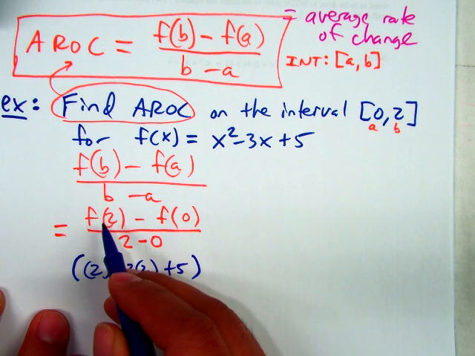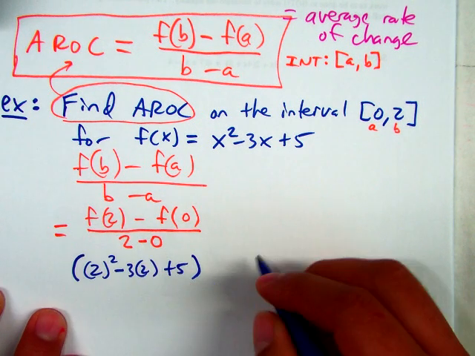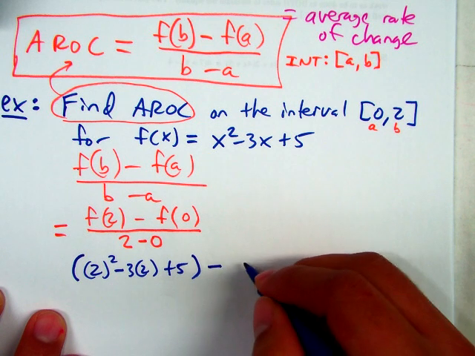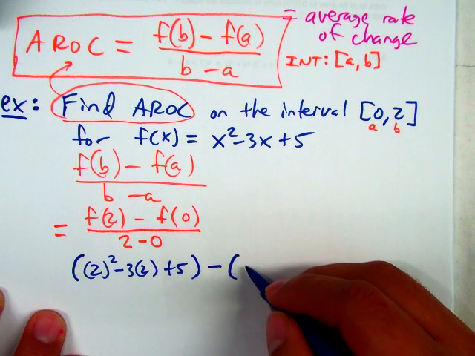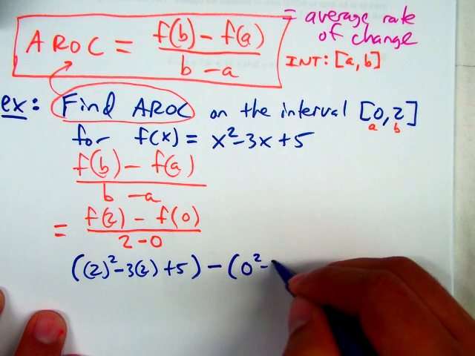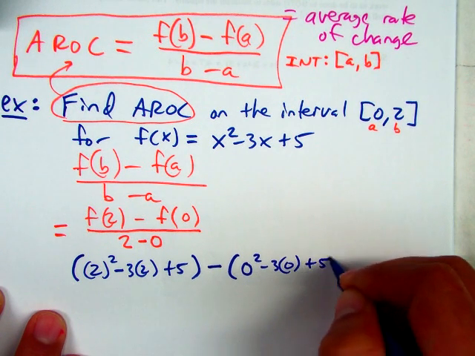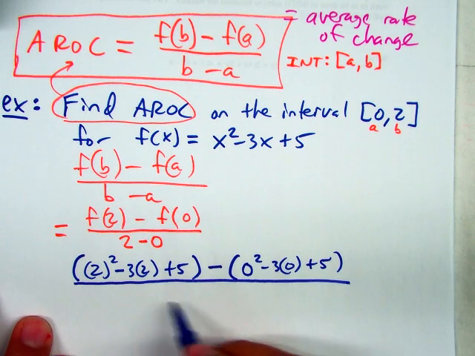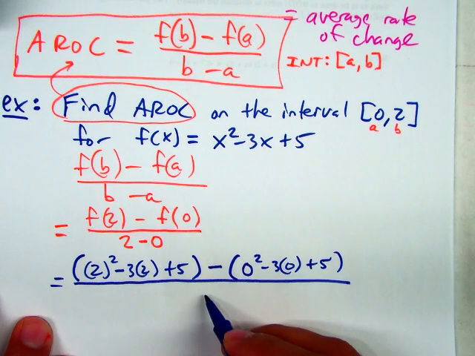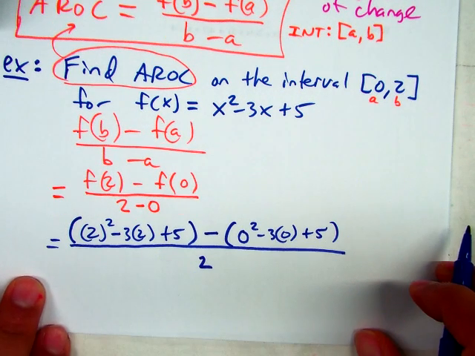Does that make sense? You're going to have to plug in 0 too. So subtract, and I always use parentheses so that we don't make a mistake distributing negatives and such. Plug in 0 squared minus 3 times 0. Again, I'm showing more work than I need to, but that way no one is confused. And then what's 2 minus 0? Well, that's just 2. So now we just clean everything up.